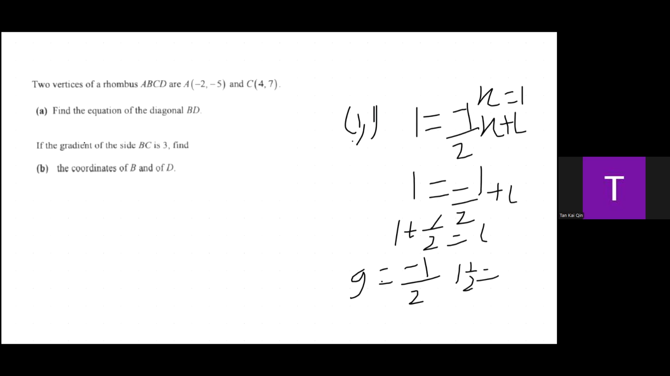Now, since we have the intercept of the line equation of the diagonal BD, we have successfully found the answer to question A, which is y equals negative 1 over 2 x plus 1 and 1 over 2, where negative 1 over 2 is the gradient of the line equation.